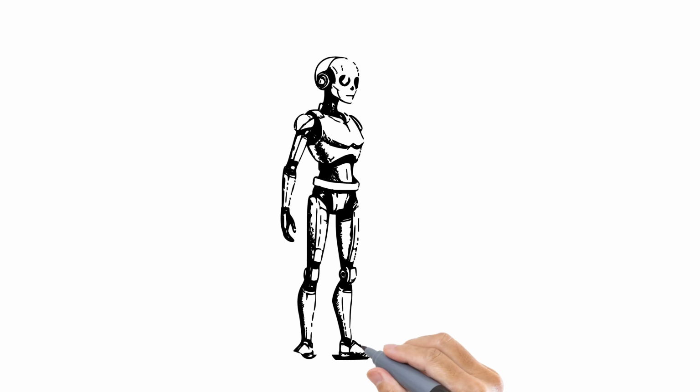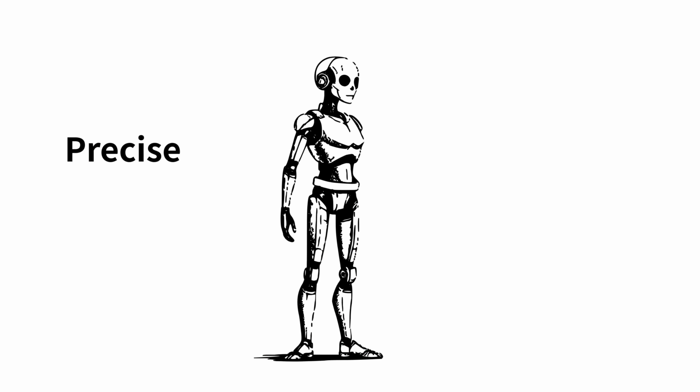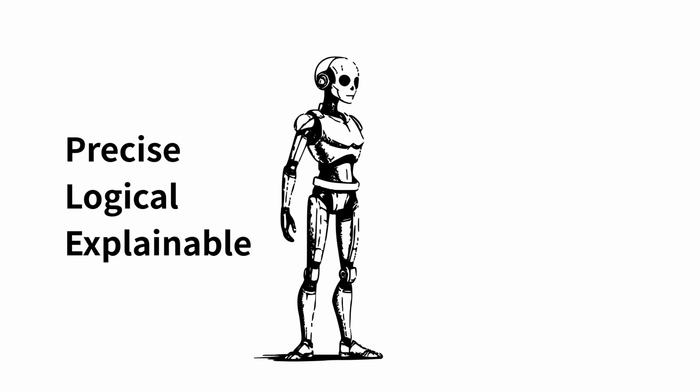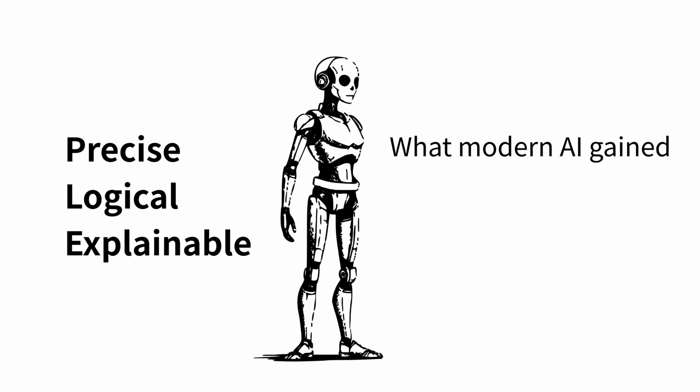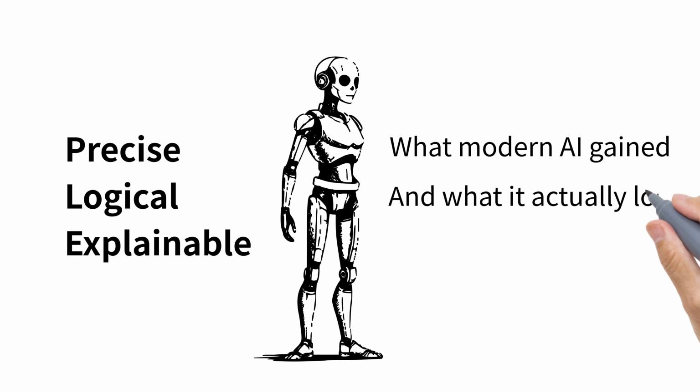Rule-based expert systems were not dumb AI. They were precise, logical, and explainable, and understanding them helps you see what modern AI gained and what it actually lost. If you want to understand AI deeply, you don't start with ChatGPT, you start with rules.